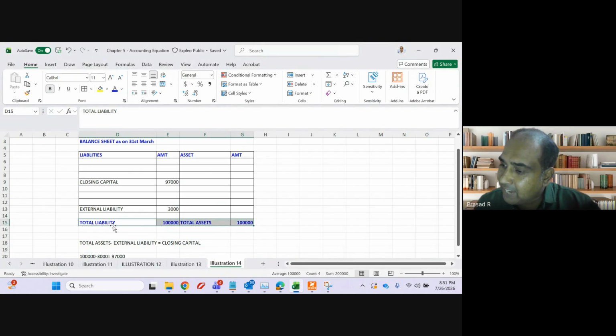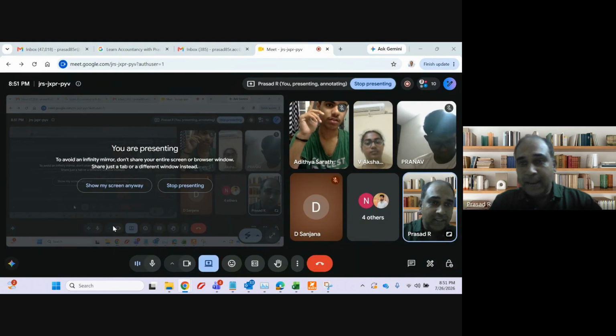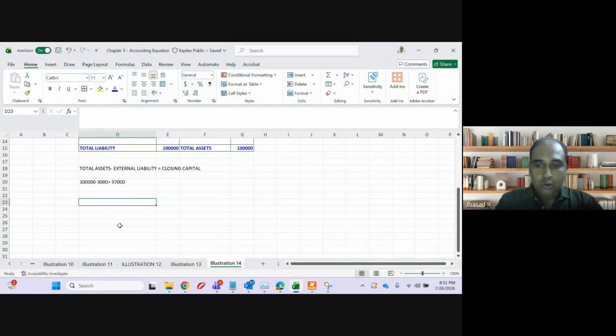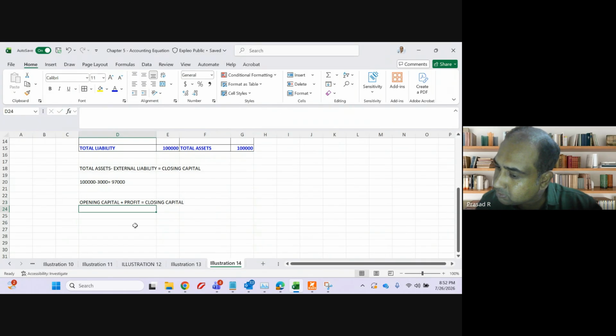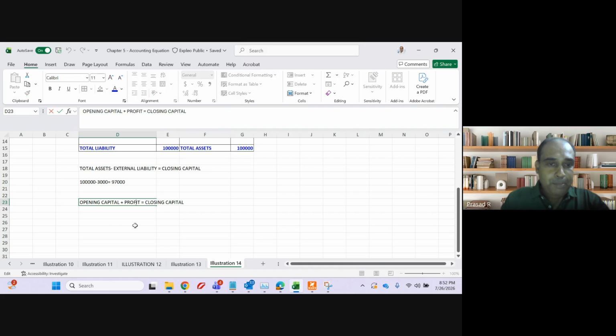So what is the question asking? Calculate the capital as on 1st April 2025. Now, between closing capital and opening capital, opening capital plus profit is equal to what? Closing capital. This we already know, right? Yes, sir. Plus I'm introducing two more things, additional capital, and minus will be what? Drawings.